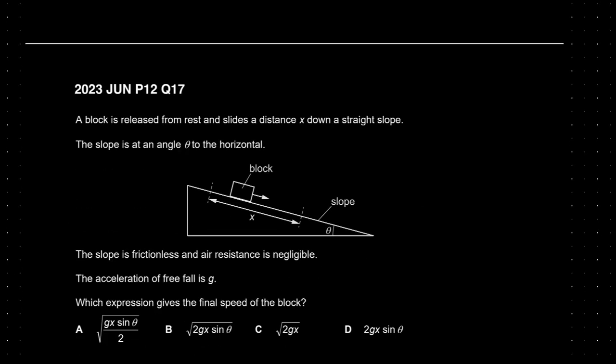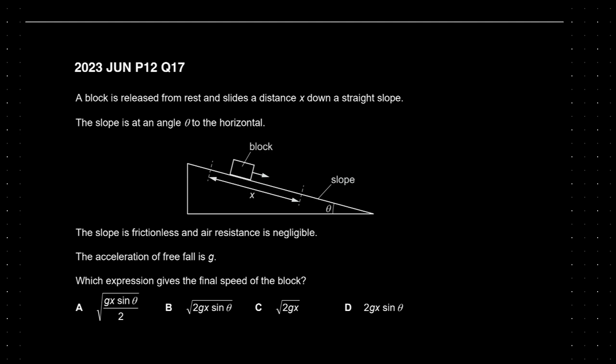All right, 17. A block is released from rest and slides a distance x down a straight slope. Slope is at an angle theta to the horizontal. Slope is frictionless and air resistance is negligible. Acceleration of free fall is g. Which expression gives the final speed of the block? So again, there must be some weight of this block.